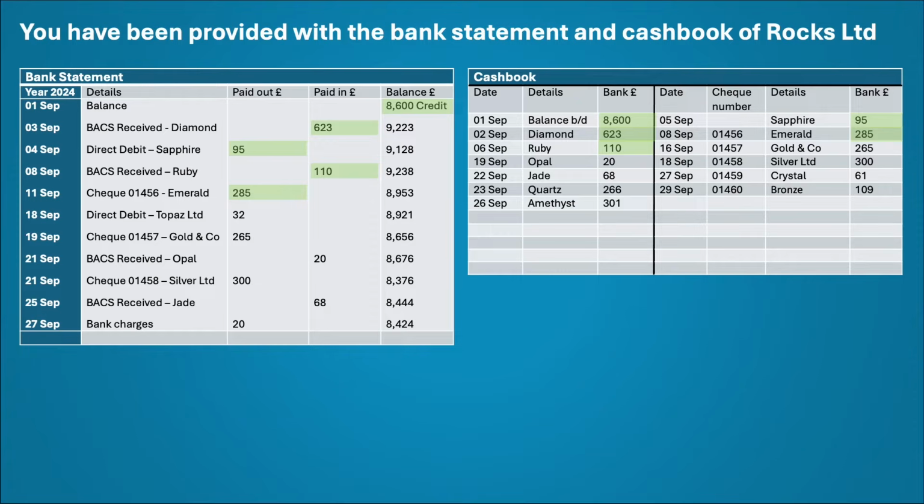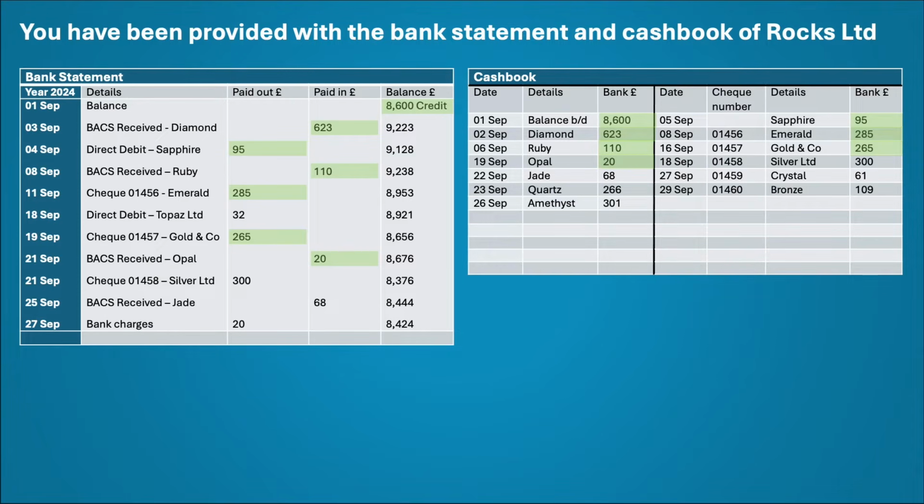We then have a direct debit payment to Topaz Limited, which only appears on our bank statement. So for now, let's leave that blank and move on to our next transaction, and we'll come back to that one once we've finished off matching the others. So the next one is the cheque to Gold & Co. Again, another payment, but this time for 265, which we can see we do have in our cash book as well. We then have the BACS received from Opal for £20, which again we have in our cash book.